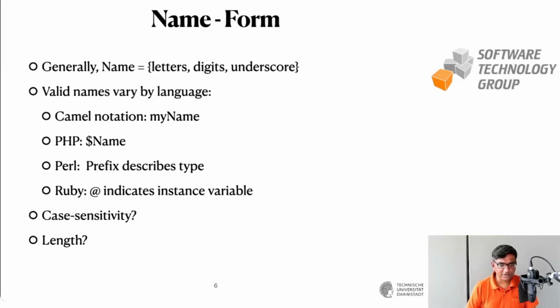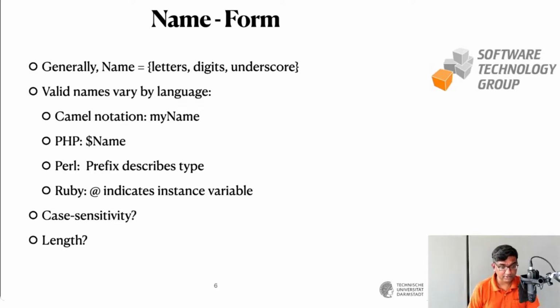So the first consideration is the impact of the allowed form of names in a particular language. Generally, as I mentioned before, names are combinations of letters, digits, and underscore. What is a valid name varies by language. Most modern languages encourage the camel case notation, where the first part of the name is in small letters, followed by a capital letter that begins every subsequent word.